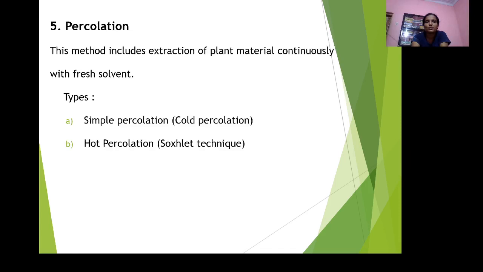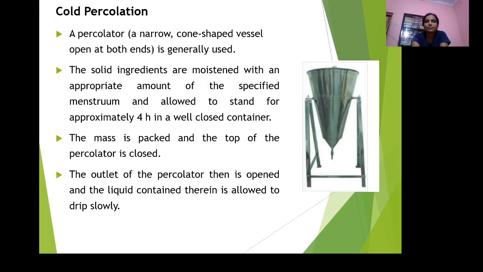The next method is the percolation method, in which the extraction of plant material is carried out continuously using fresh solvent, and it is of two types: simple percolation and hot percolation. Simple percolation is called cold percolation, and hot percolation is called the Soxhlet technique. We can see each method one by one. The first one is simple percolation, also called cold percolation. For this process of extraction, an instrument called a percolator is used.